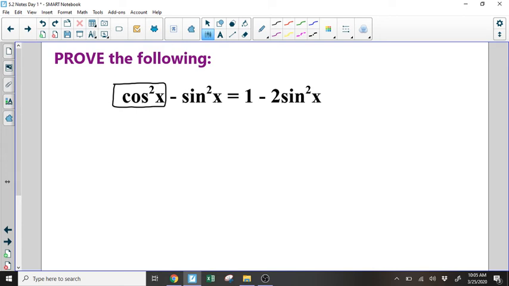So I think about cosine squared, and it's in my list of Pythagorean identities. As I'm working towards not having it in there, I could replace that with its Pythagorean identity, which is 1 minus sine squared x. And then we've got the minus sine squared that was already there.